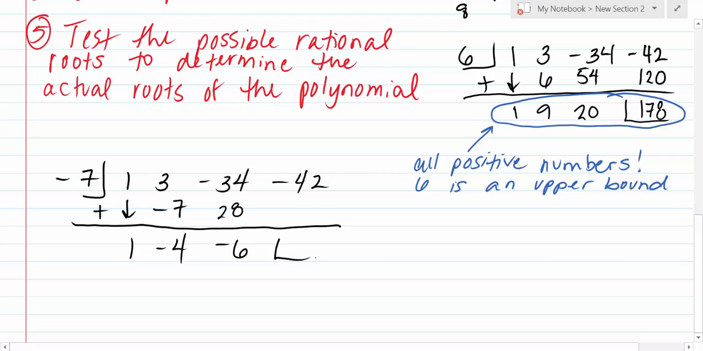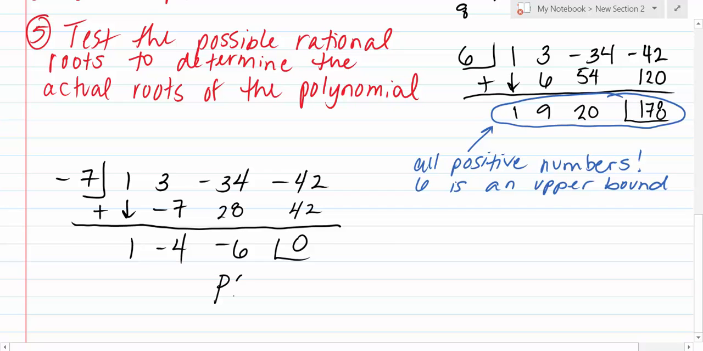And again, I'm looking to find a remainder of 0. That's what's going to tell me that I've found an actual root of this polynomial. And in this case, -7 is a root of the polynomial. This means now that I can break it down a little bit. I've factored my polynomial a little bit.